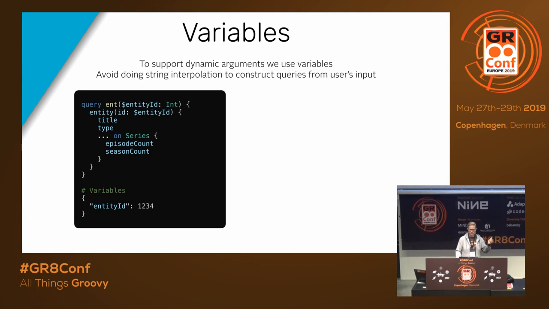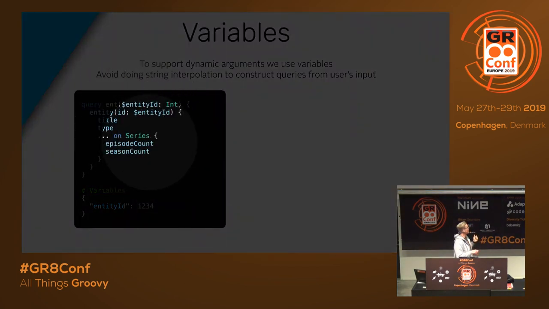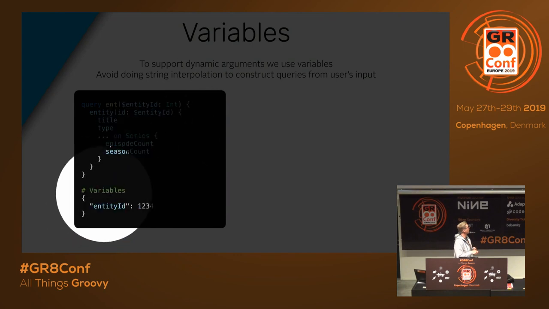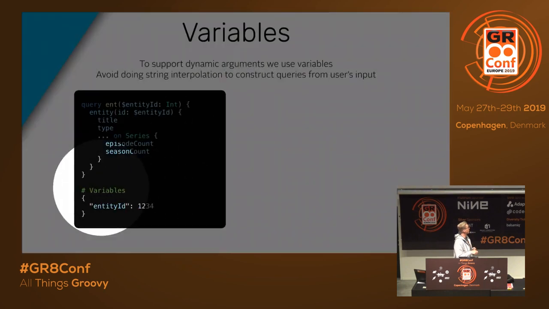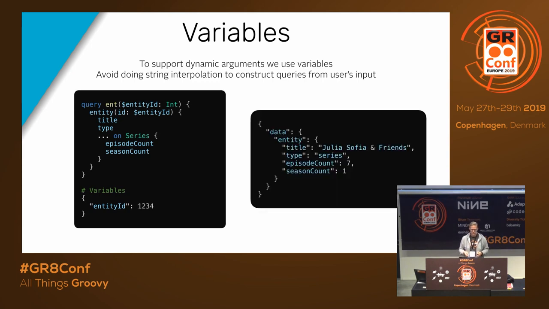Before, some slides ago, I said that a request to a GraphQL server is always a query, variables, and operation name. So in this case, this part would be sent in the query part of the request, and this part would be sent in the variables part of the request. And then the server knows to exchange this variable with the actual integer 1, 2, 3, 4. And the response will look like this.